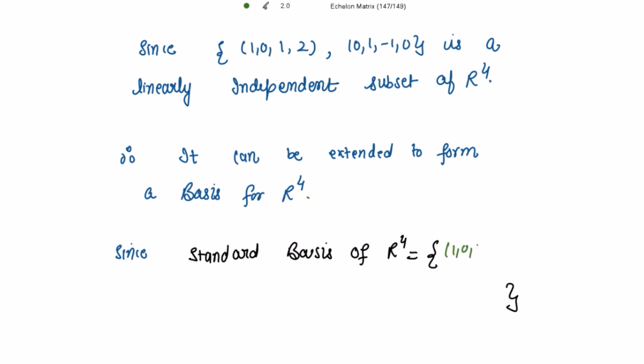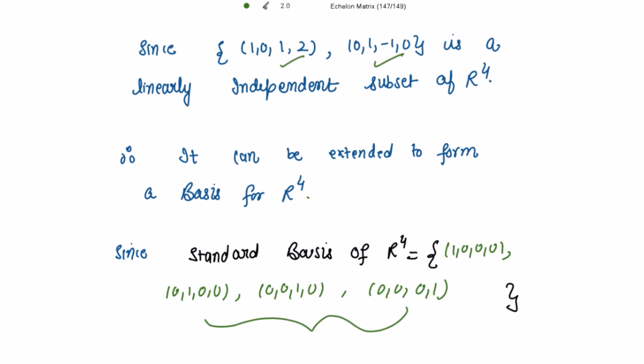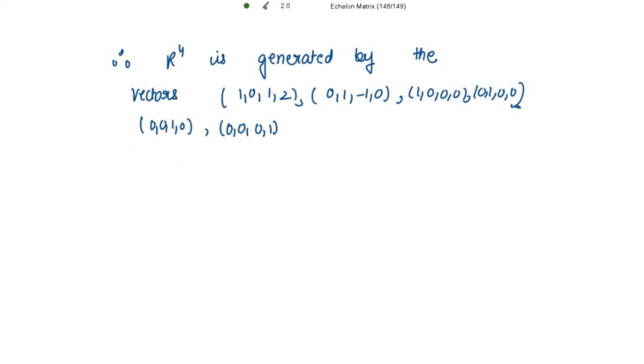So that is 1 0 0 0 and then 0 1 0 0 and then 0 0 1 0 and then 0 0 0 1. So these are the standard bases of R4, right? So what are the generators of R4? These two bases plus these standard bases form the generators of R4, right? So R4 is generated by the vectors belonging to the bases of the subspace and also all these standard bases of R4, right? We need to write all these vectors in a matrix format first to get the bases of R4.